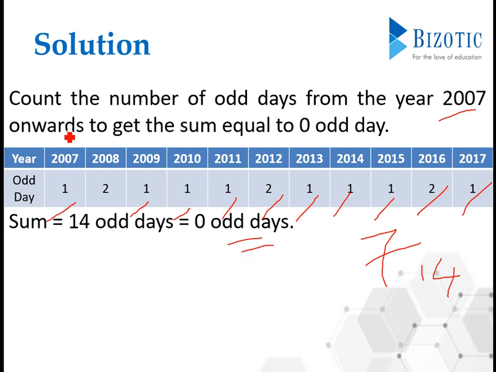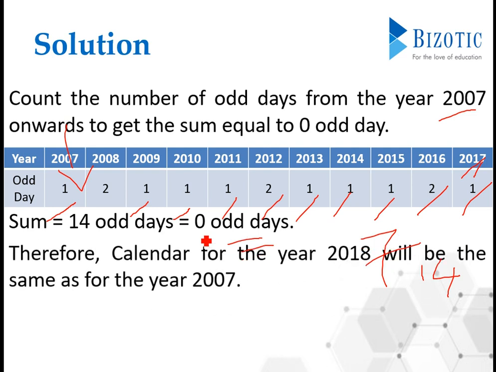So the same year will not be 2017, because it's considered under the odd days calculation. It will be the next year. Which means 2018 will be the same as 2007. That gives you the right answer, option D.